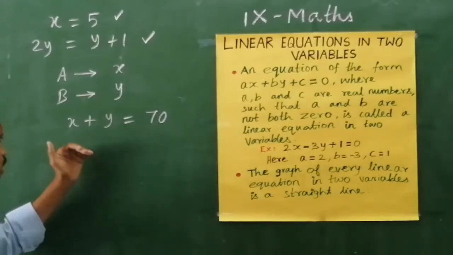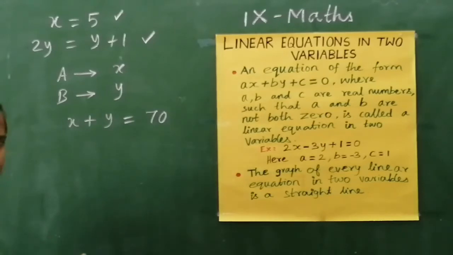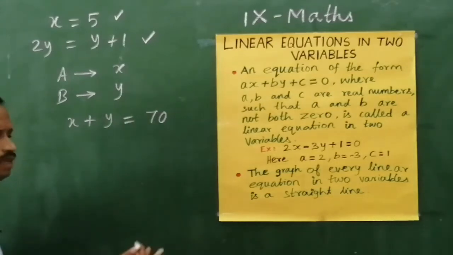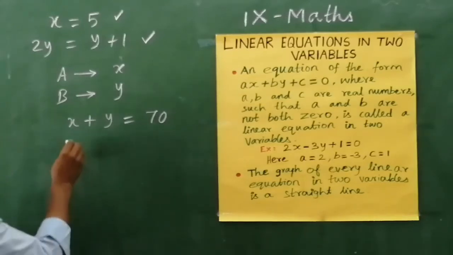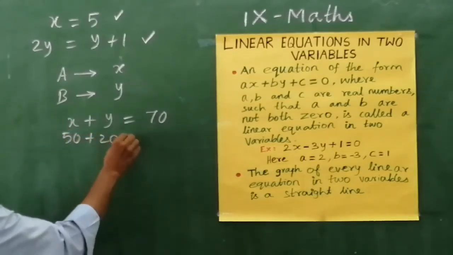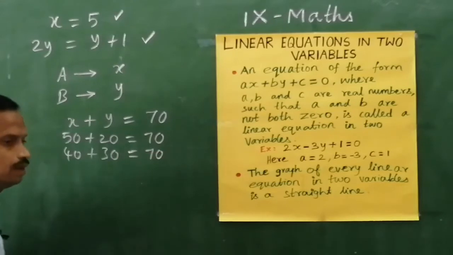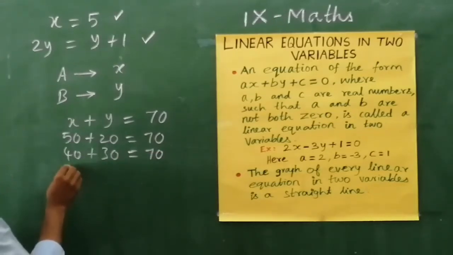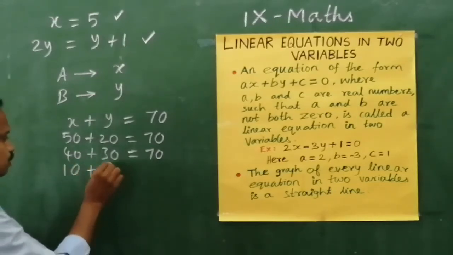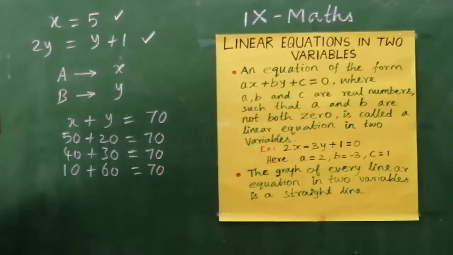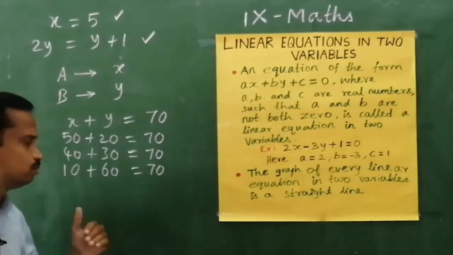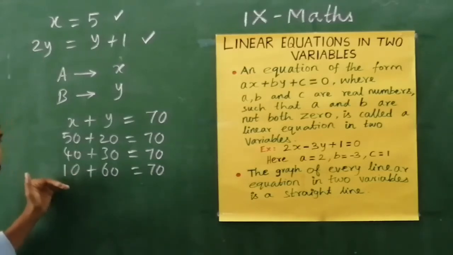So, they together scored 70, but we do not know the particular score of each player. So, you can have many values for x and y whose sum is 70. For example, 50 plus 20 we get 70, or else 40 plus 30 equals 70. Here you can give only positive values, for example 10 and 60, because this is a real situation. So, negative values will not come here.